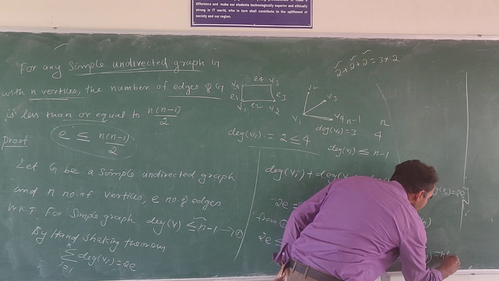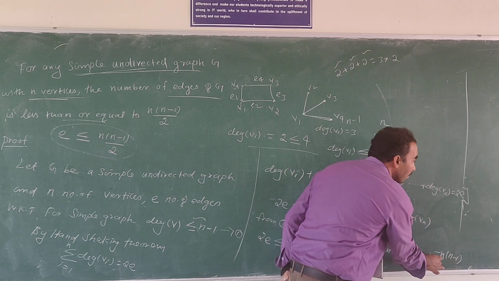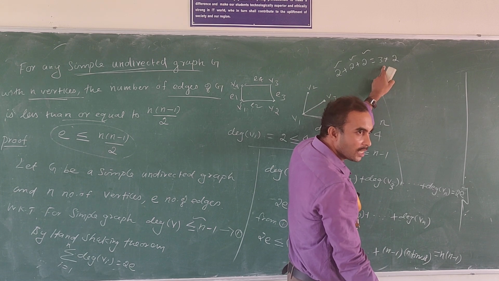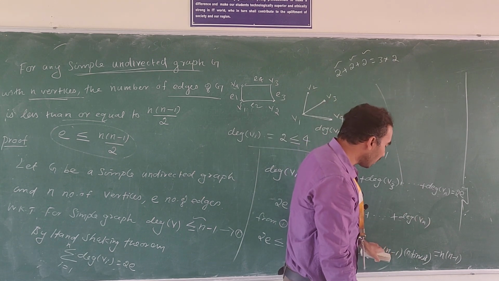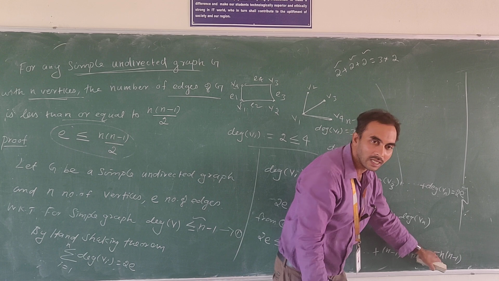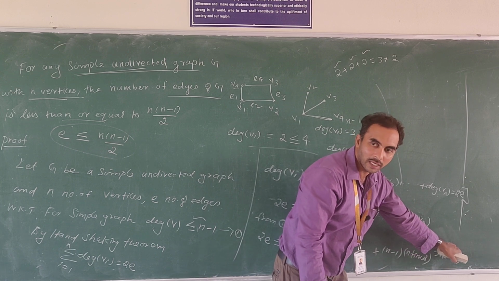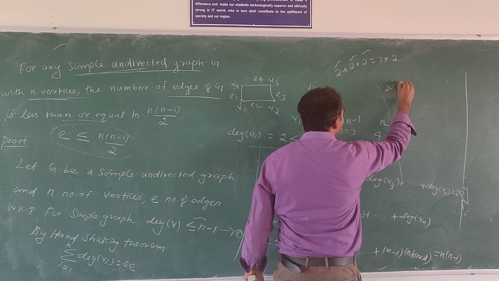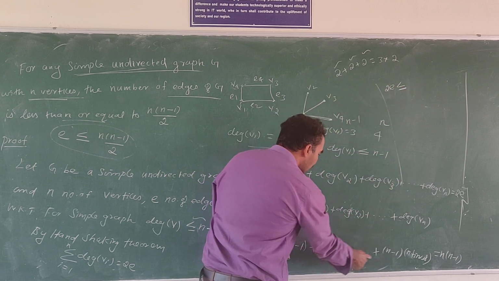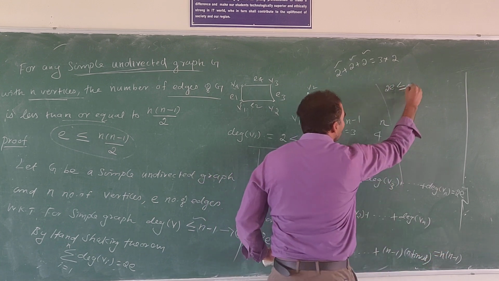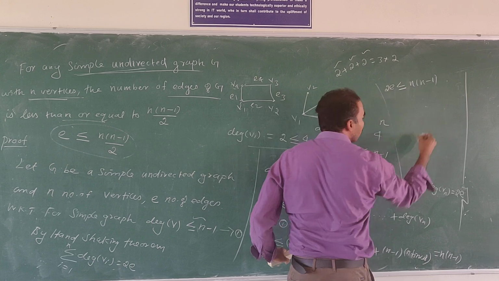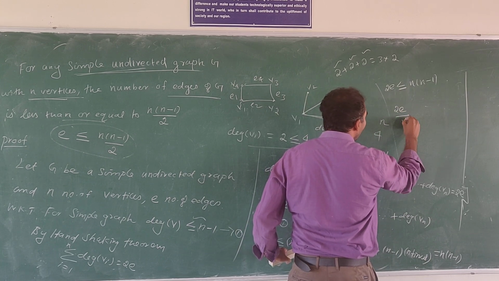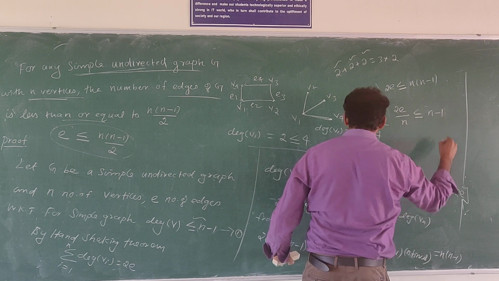n into n minus 1, because n times. Here 3 times 2, we sum 3 times 2, so we can write 3 into 2. So n times n minus 1 can be written as n into n minus 1. Next, 2e is less than or equal to this value, n into n minus 1. Bring the 2 to the denominator: 2e divided by n is less than or equal to n minus 1.